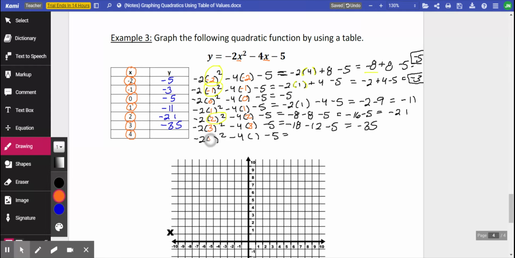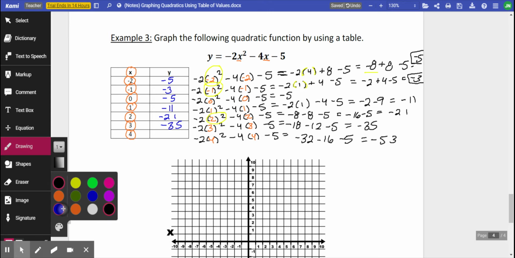And then if I do the next one, which is 4, same idea here. 4 times 4 is 16. 16 times 2 is negative 32. Minus 4 times 4, which is another 16. Minus 5. So that'll give me 48. 53. So negative 53, I believe.